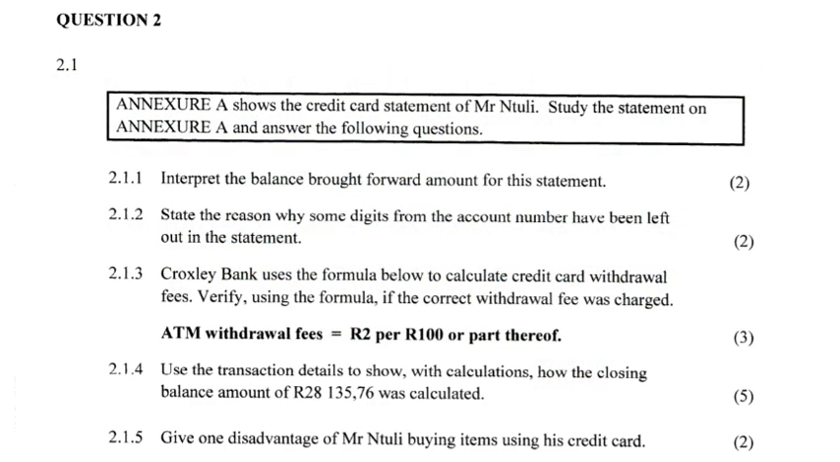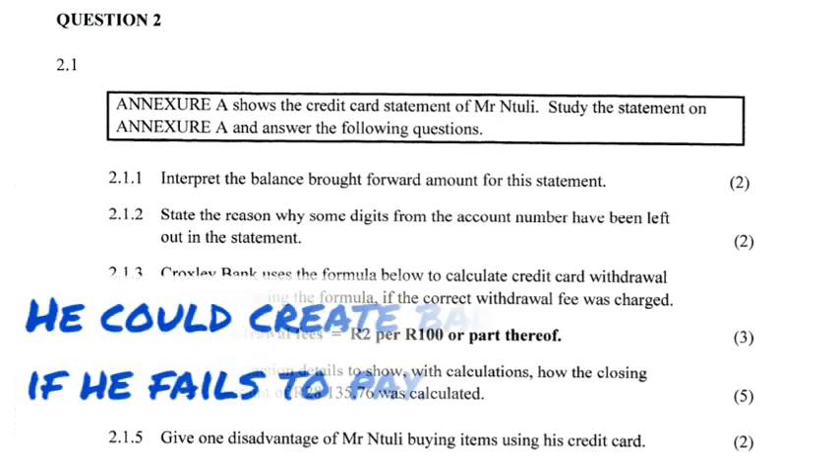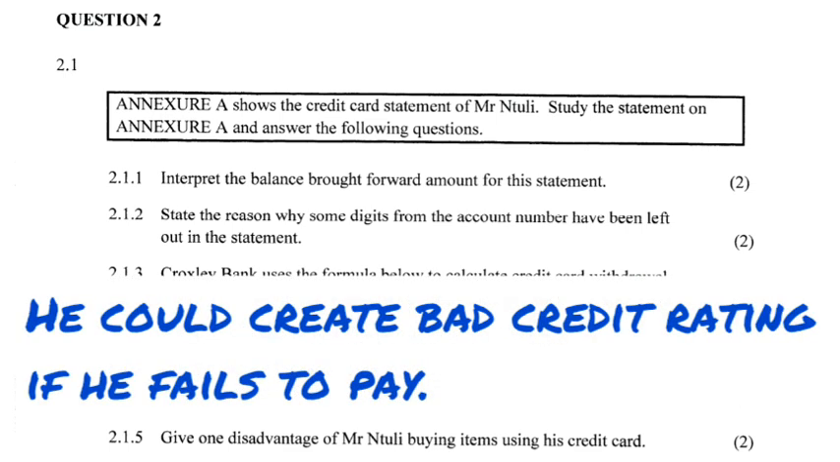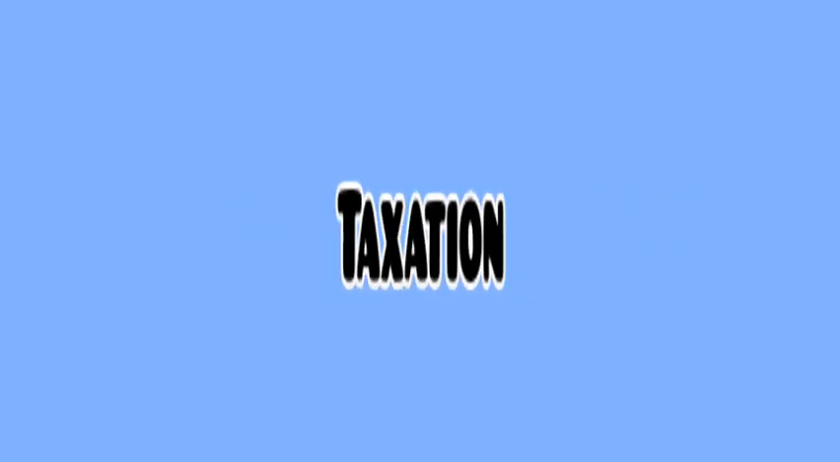We were not verifying, we were just calculating how they came about it, and we have shown how they came about it. The last question says, give one disadvantage of Mr. Ntuli buying items using a credit card. So basically it's a theory general knowledge question. He could create a bad credit rating if he fails to pay. So any disadvantage that you could think of for using a credit card will be welcome, and therefore you are done with your financial documents.